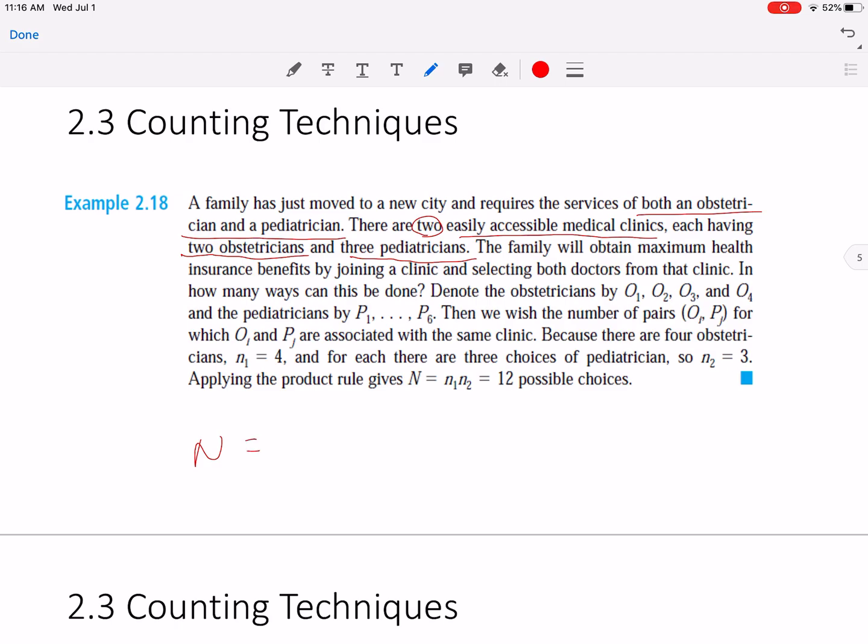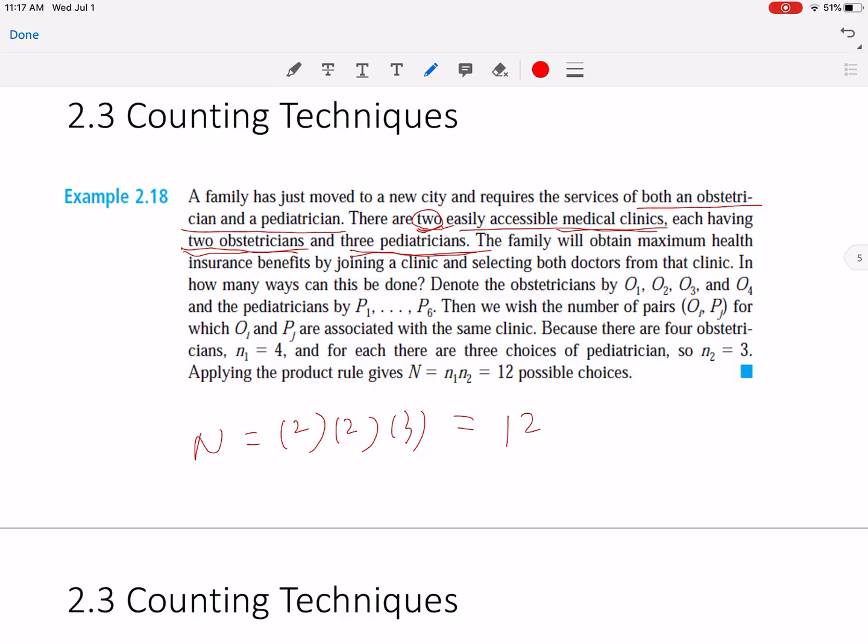So we are looking for in how many ways this could be done. First of all, we're going to think of this one by one, right? First of all, we want to select a medical clinic. How many choices do we have for the medical clinics? We have 2, right? There are 2 medical clinics, so that would be 2. Once we select the medical clinic, we're going to select the obstetrician. How many obstetricians do we have? We have 2 obstetricians, so we times 2 because we got 2 choices. Once we select the obstetrician, we're going to select the pediatrician. How many choices do we have for the pediatricians? We have 3 of them, so times 3. Which is 2 times 2 times 3, which is 12.